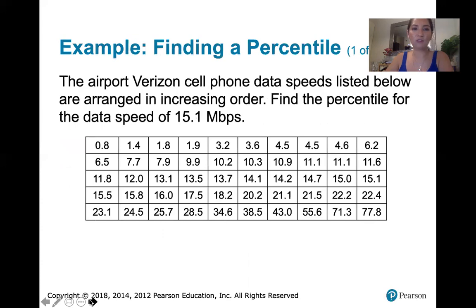So let's find a percentile. These are Airport Verizon cell phone data speeds listed in increasing order. Now, if the data set wasn't already listed from smallest to largest, we would have to sort the data first. That's easy enough to do in Excel. Then we are asked to find the percentile for the data speed of 15.1 megabits per second. That is at the end of this third row here. In order to use that formula, we're going to need to know how many data values we have on our list, and how many data values are less than this 15.1.